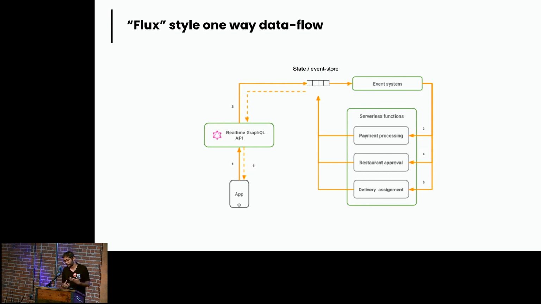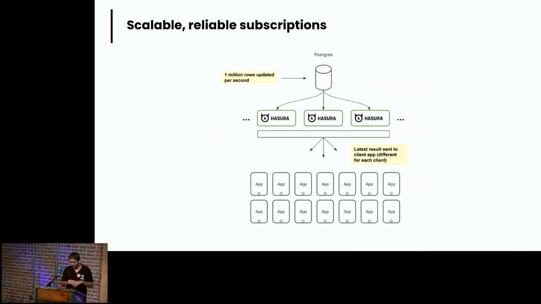Which, of course, depends significantly on subscriptions working well, right? And so the other thing that we've been working on is scalable, reliable subscriptions, which is an interesting problem to solve. For example, we did this benchmark a while back where we create 1 million events in a Postgres database. And each of those events are relevant to different users. And so you have 1 million different connected apps.